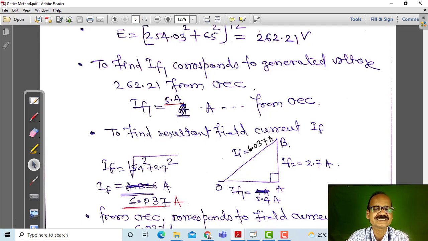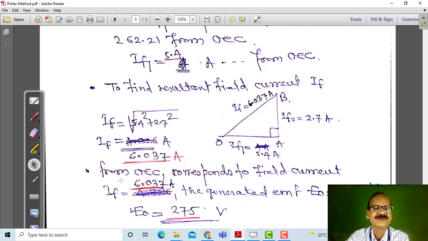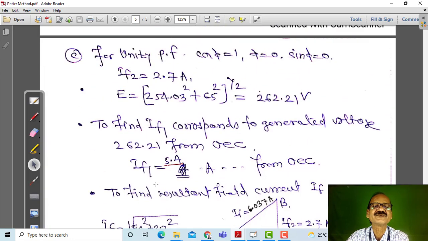Similar to this, see, IF1, IF2, use the Pythagoras theorem, and the resultant field current is 6.037. Let us assume 6 only, 6 ampere, because it is a graphical method. From the OCC, find out the no load voltage generated from this one.